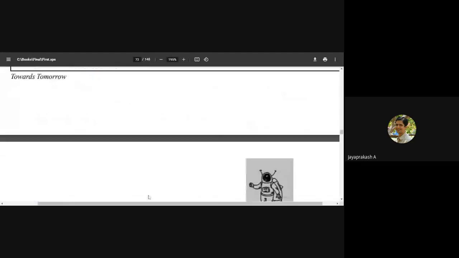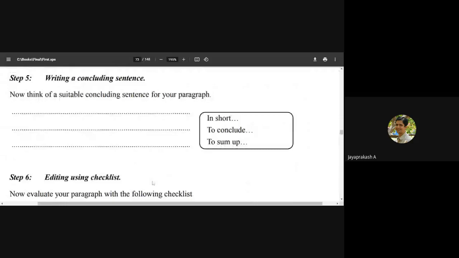Okay, then what should we do? We have to write a proper concluding sentence. That brings us to the fourth step in writing a paragraph. The first step is writing a title. Second step, you should have a topic sentence. That is, the first sentence should be about the topic of the paragraph. Then we have linkers or connectors or discourse markers. And then last we have the conclusion. So how do we write the conclusion? We can use some connectors like in short, to conclude, to sum up, or even just finally.